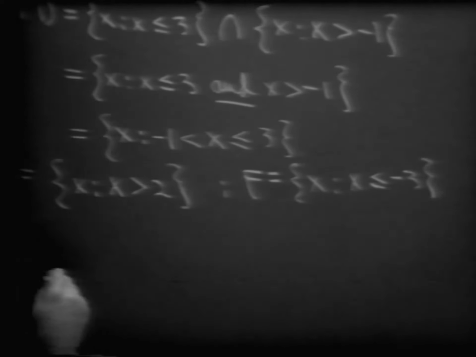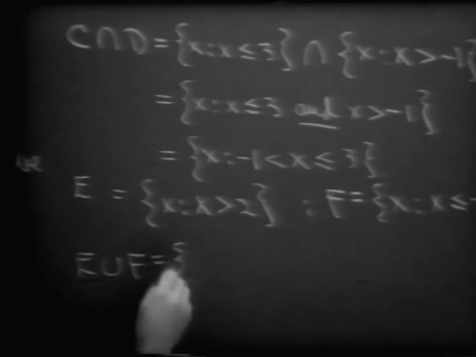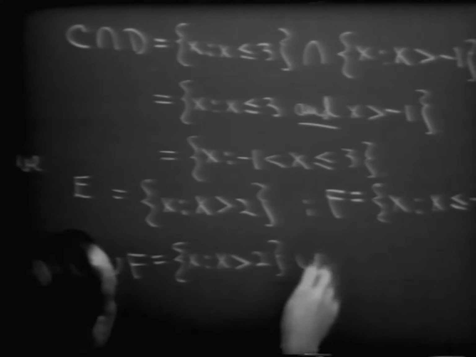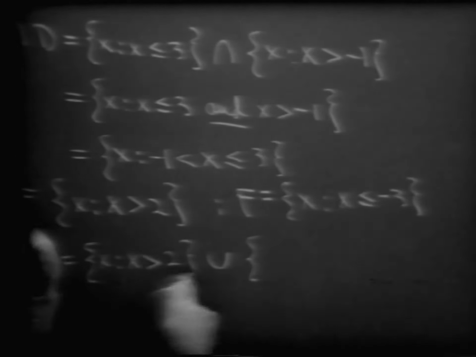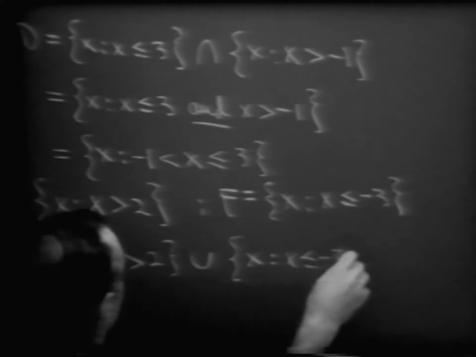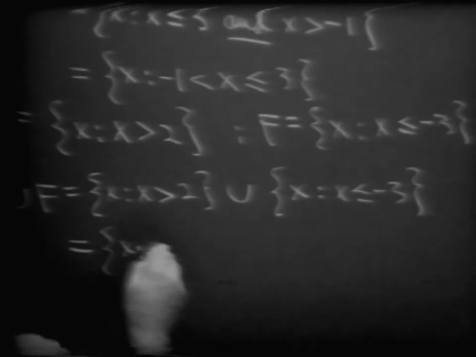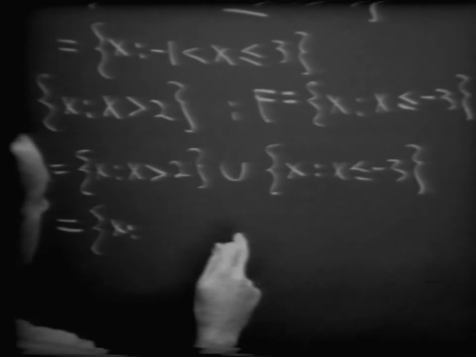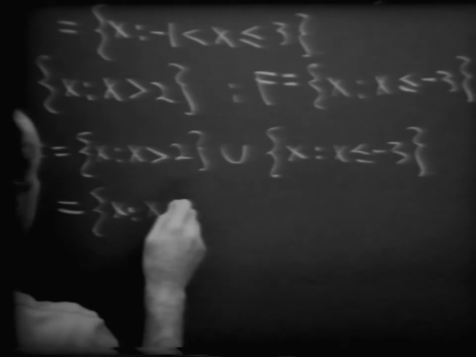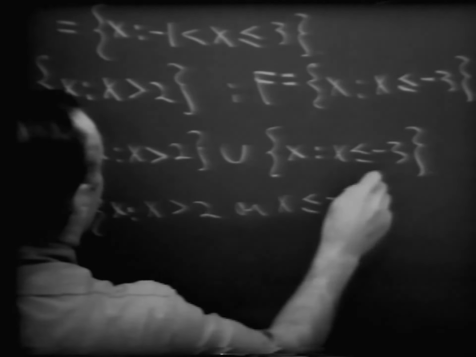Now, if I wanted to talk about the set E union F, we may write this as the set of all x's such that x is greater than 2, union, outside of our two set brackets, the set of all x's such that x is less than or equal to -3, which is equal to, now if we decided to write this all in one big set bracket, what word must I use inside here? And Ken says or: the set of all x's such that x is greater than 2, or x is less than or equal to -3.